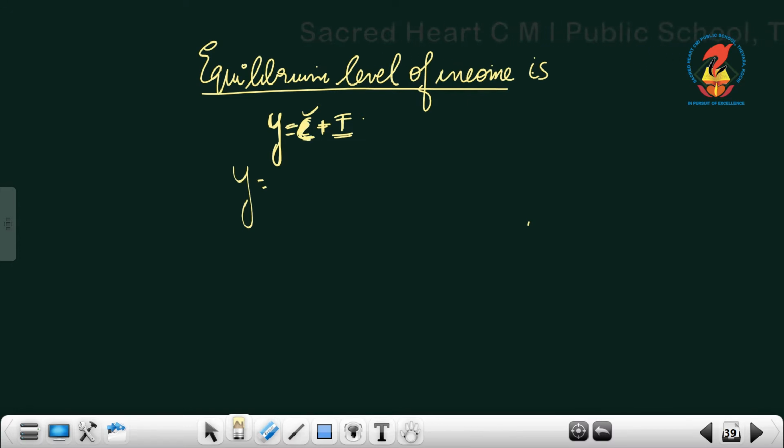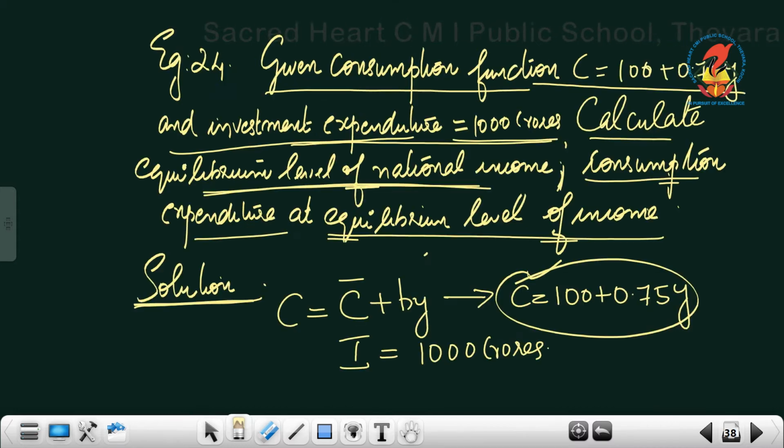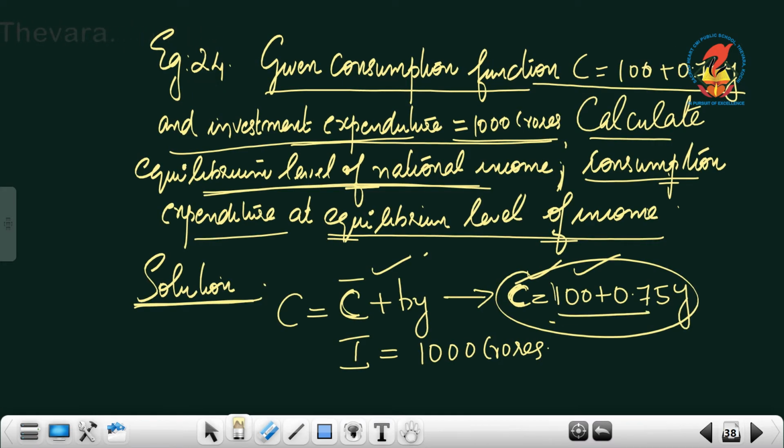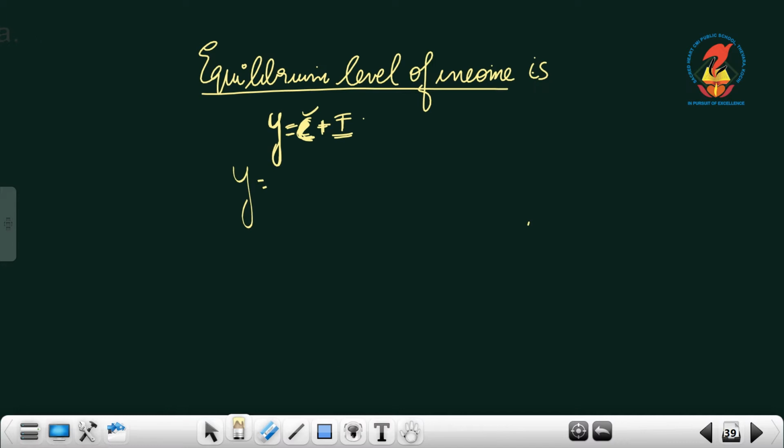So Y is equal to, instead of C we will write C bar plus BY, that is 100 plus 0.75 Y, because we know C is equal to C bar plus BY. Therefore instead of C we will be writing C bar plus BY. So what is C bar plus BY? 100 plus 0.75 Y. So we will be writing 100 plus 0.75 Y instead of C, because C is C bar plus BY given in the question.